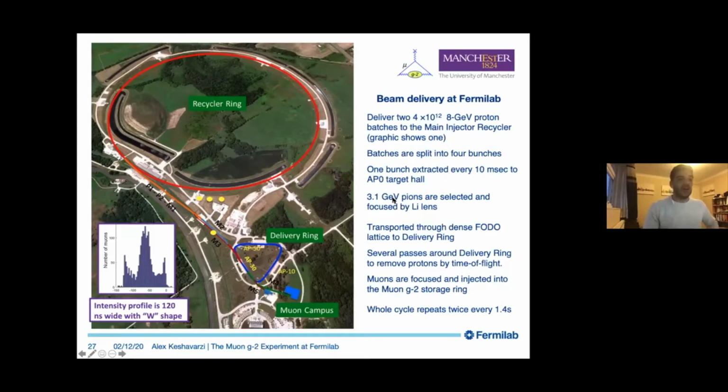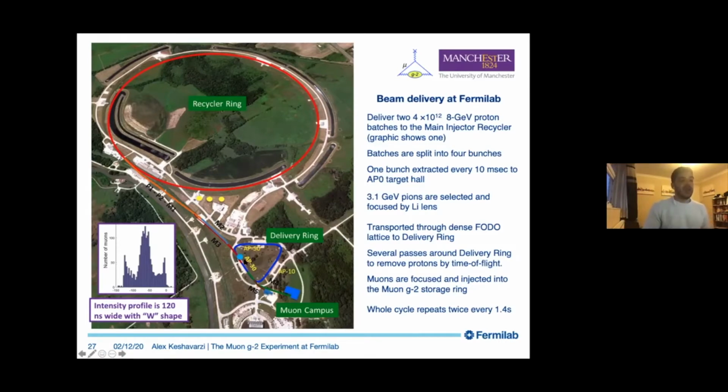Now, once the protons hit the target, that makes pions. And 3.1 GeV pions are selected, and they're focused by a lithium lens down this line, and they're transported through focusing and defocusing lenses to the delivery ring to keep them focused in the beam line. So then they go through the beam line here, and they go to the delivery ring.